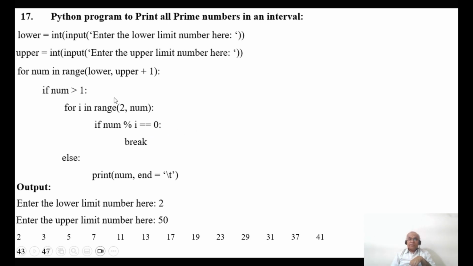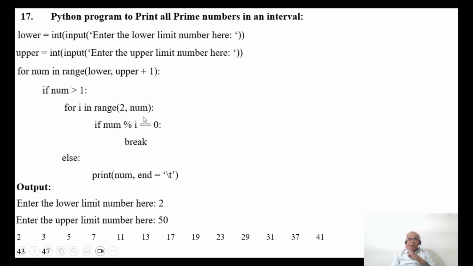Then it will go for 5. Is 5 less than 51? The condition is true. Is 5 greater than 1? The condition is true. So then range(2, 5), which means I want to check 2, 3, 4. So 5 divided by 2: is 5 % 2 equal to 0? No. Again it goes back. It takes 3, incremented by 1. Is 5 % 3 equal to 0? No. Again it goes back. 3 plus 1 becomes 4.